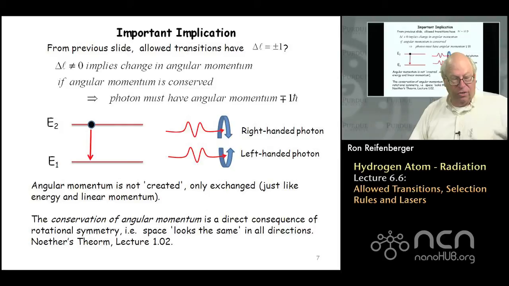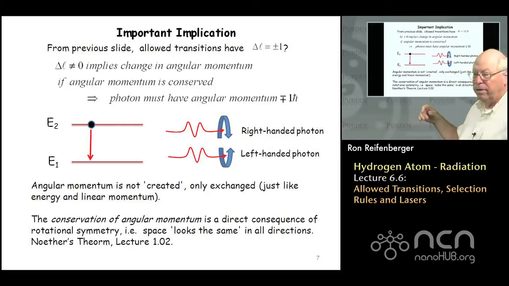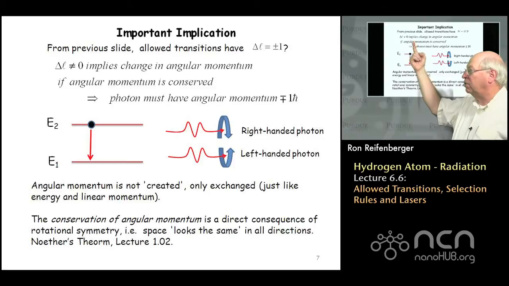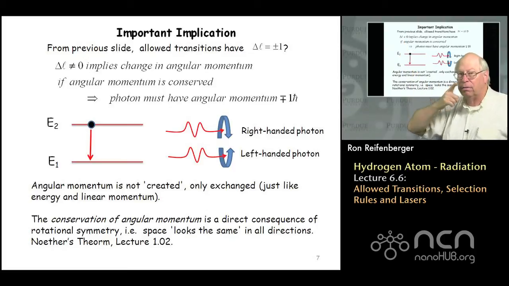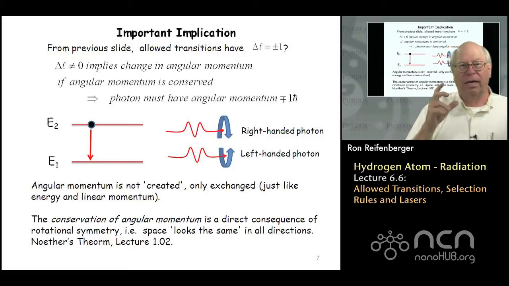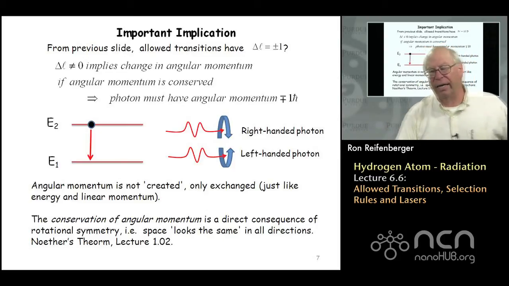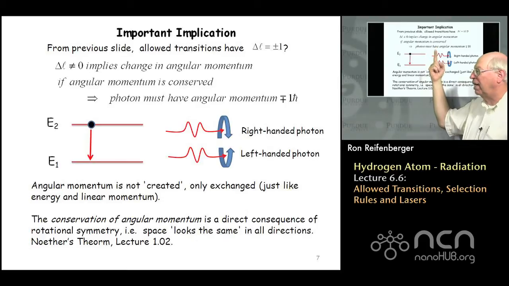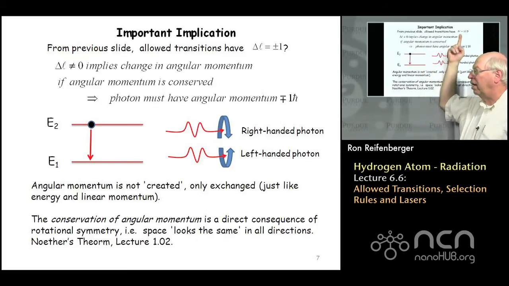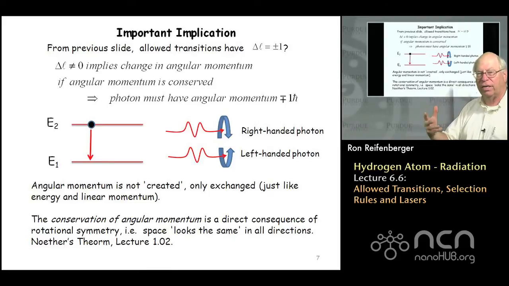Another important implication is that if script L is changing by plus or minus one, that means that the change in script L cannot equal zero, and since script L gives you some information about the angular momentum of the electron in the hydrogen atom, that implies that these photons that are emitted must carry away angular momentum for angular momentum conservation to apply. So the argument is, since delta L has got to change by plus or minus one, when an electron goes from one energy level to another energy level, there's a change in the angular momentum of the electron. What carries away that angular momentum? Well, it's got to be the photon.